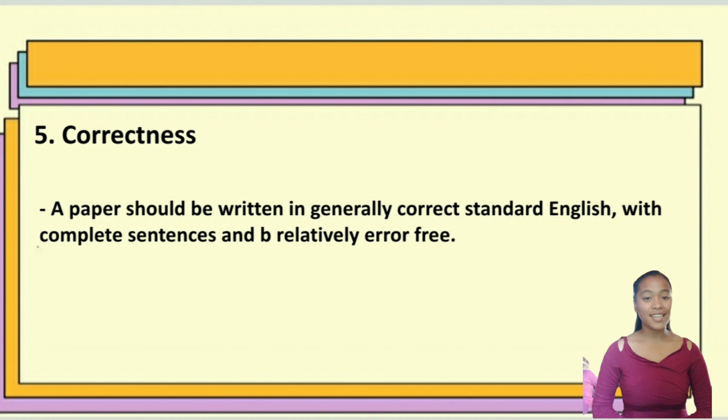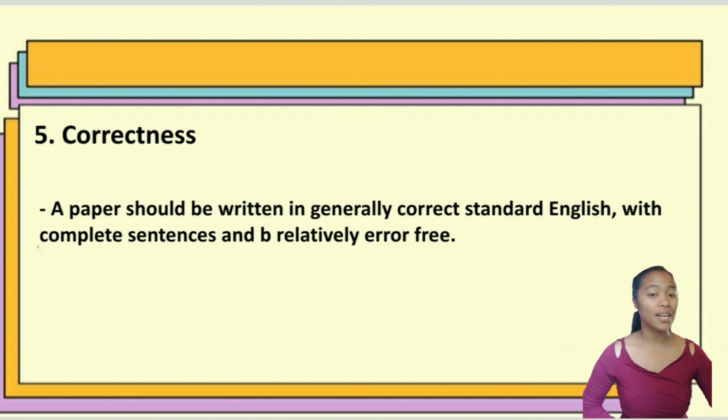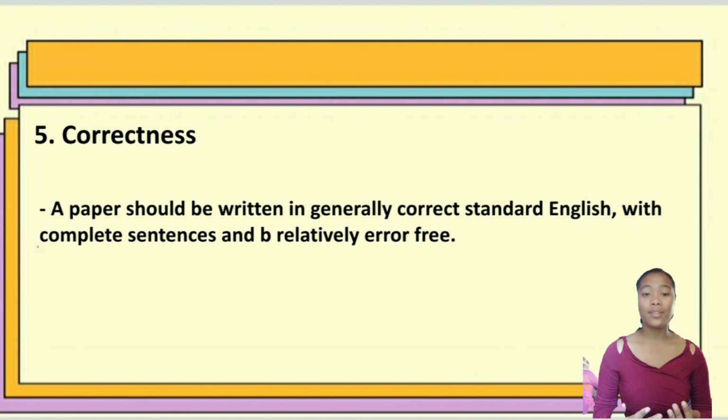The last and important quality of good writing is correctness. A paper should be written in generally correct standard English with complete sentences and be relatively error-free. So when you are going to write an essay, you should write it with proper grammar, proper English, and proper spelling, and be relatively error-free.